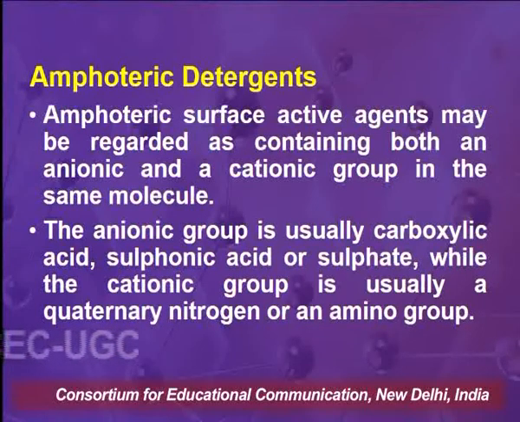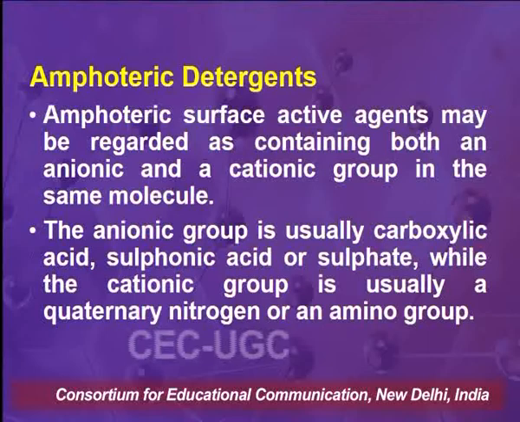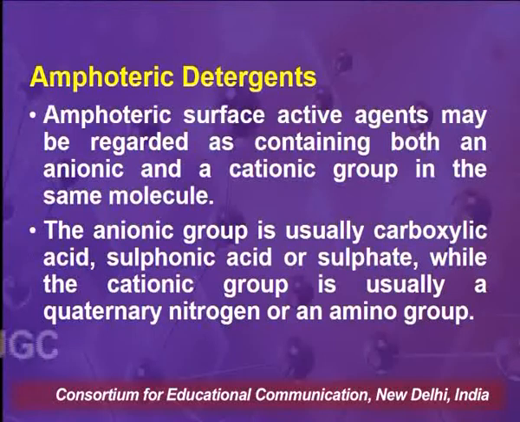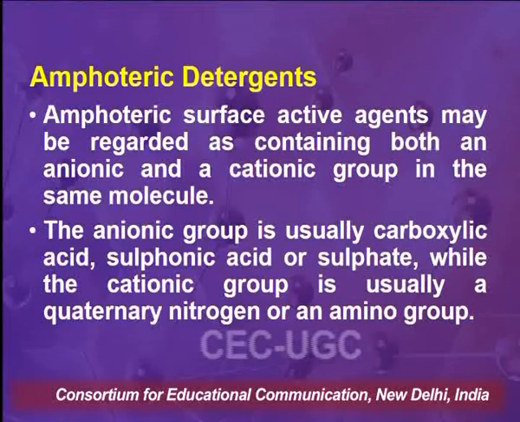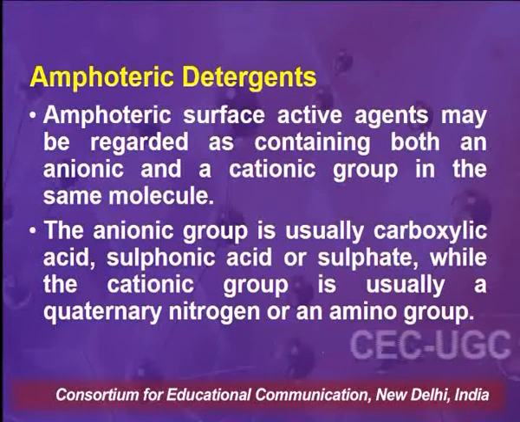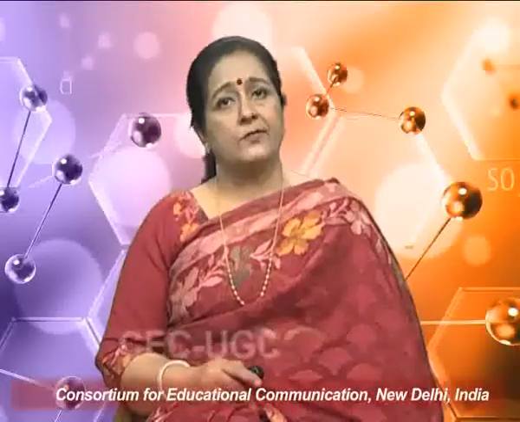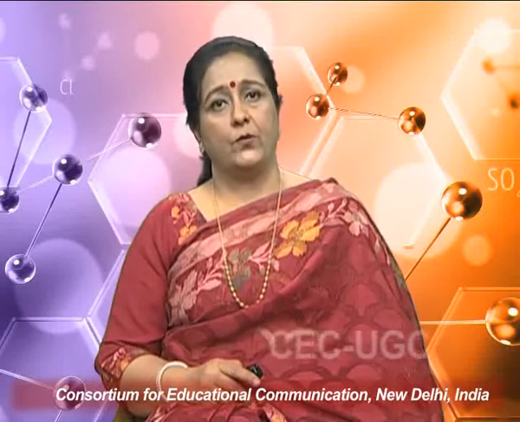Coming to the last type, it is amphoteric detergents. Amphoteric surface active agents may be regarded as containing both an anionic and a cationic group in the same molecule. The anionic group is usually carboxylic acid, sulfonic acid or sulfate, while the cationic group is usually a quaternary nitrogen or an amino group. Example, sodium N-alkyl aminopropionate.